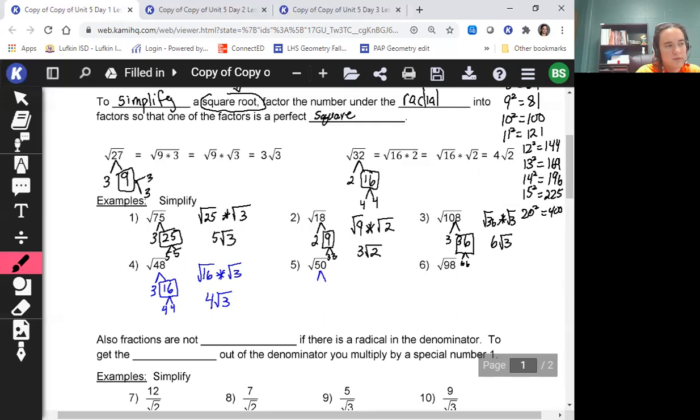Our next one, 50, is divisible by 2, and we get 25. And 25 is a perfect square. Remember, the factors for 25 are 5 and 5. So we've got the square root of 25 times the square root of 2. And the square root of 25 is 5, so we get 5 times the square root of 2.